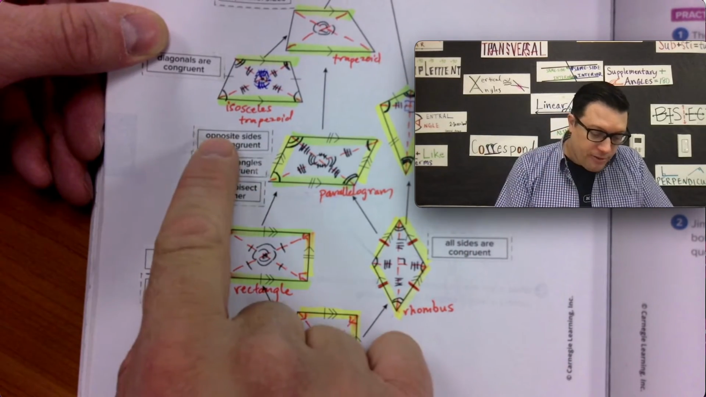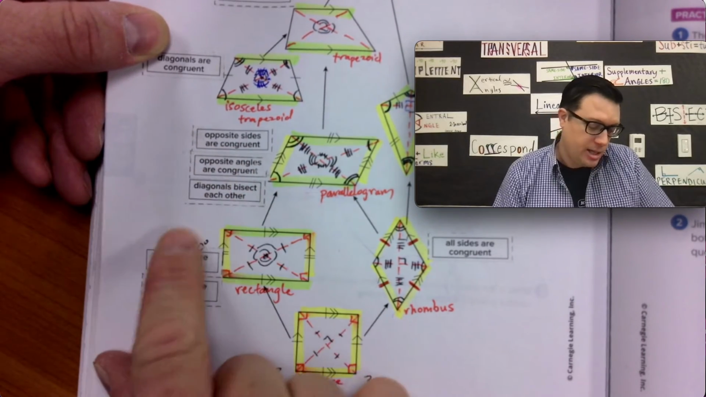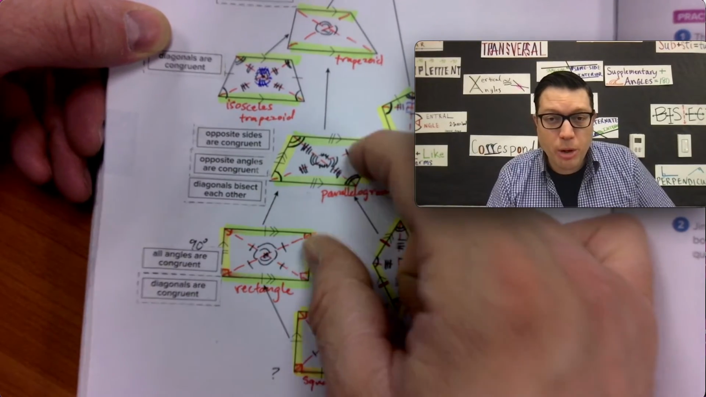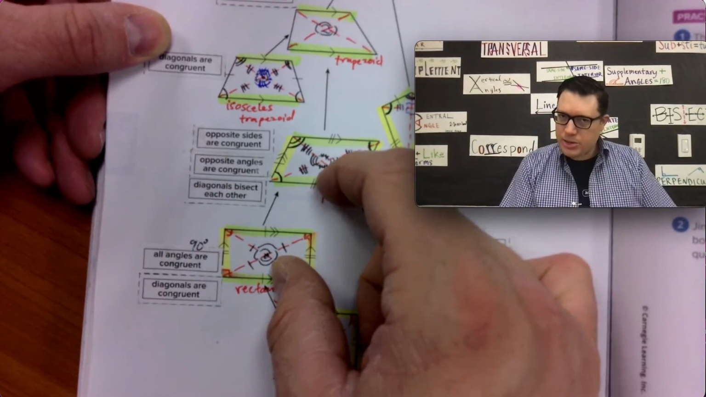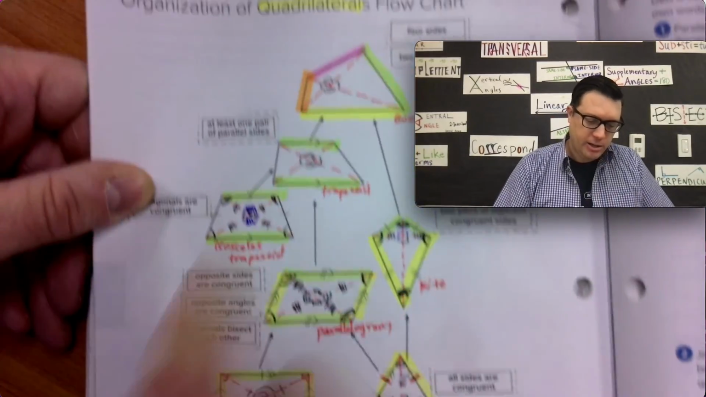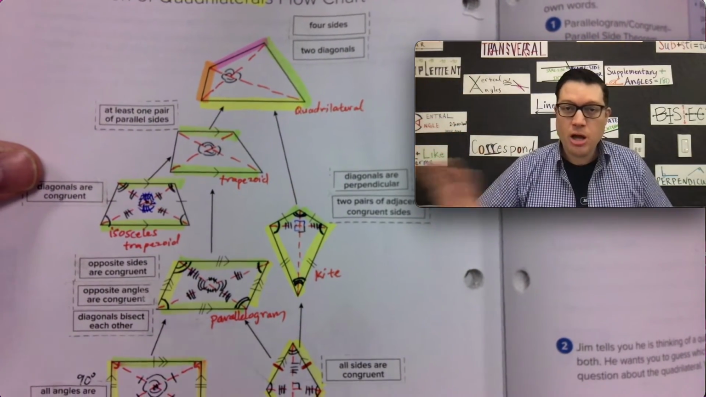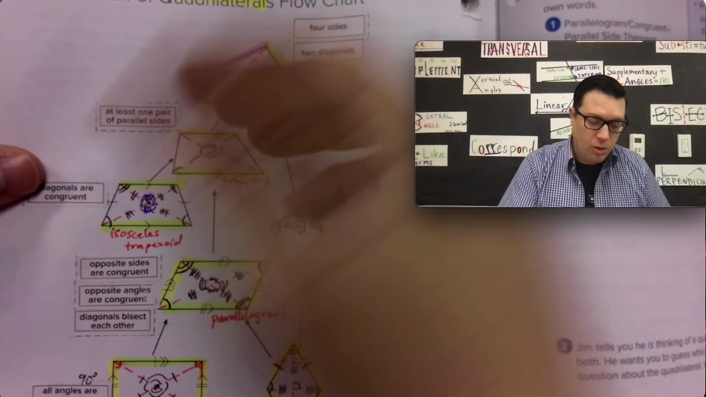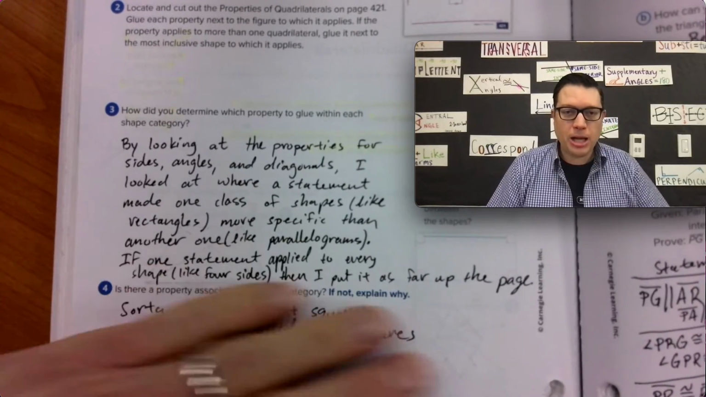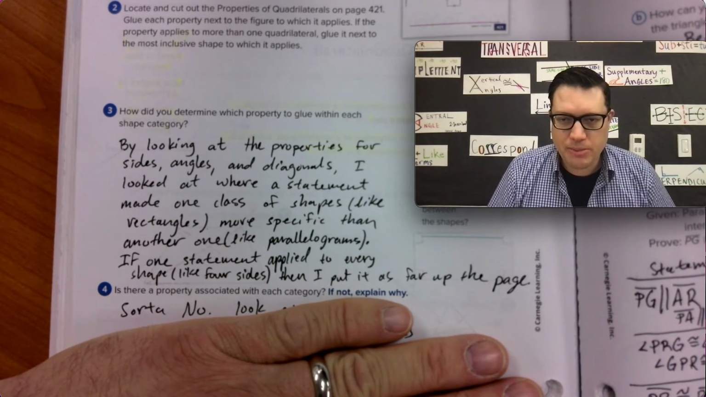But all of these criteria of the parallelogram, opposite sides, opposite angles, and the diagonals, those are all characteristics of both of those. So whatever's a characteristic of both, put it on the top shape. Like four sides and two diagonals is the most basic description of all quadrilaterals, so it gets to go all the way up here at the top. All right. If one statement applied to every shape, like four sides, then I put it as far up the page as I possibly could.